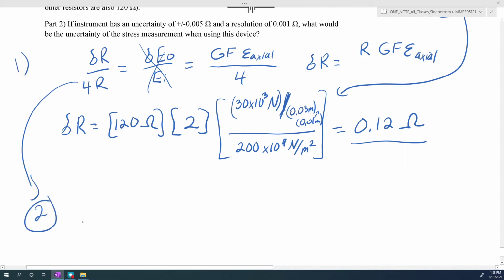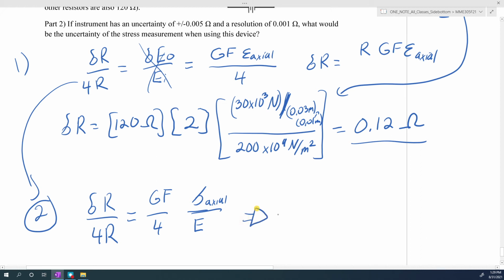What we're going to look at is delta R over 4R, which is equal to our gauge factor over 4 times our stress divided by our Young's modulus. Now we're going to rearrange this equation and solve for our axial stress.